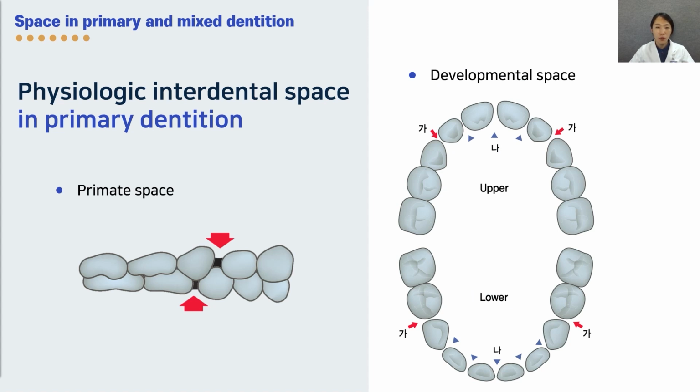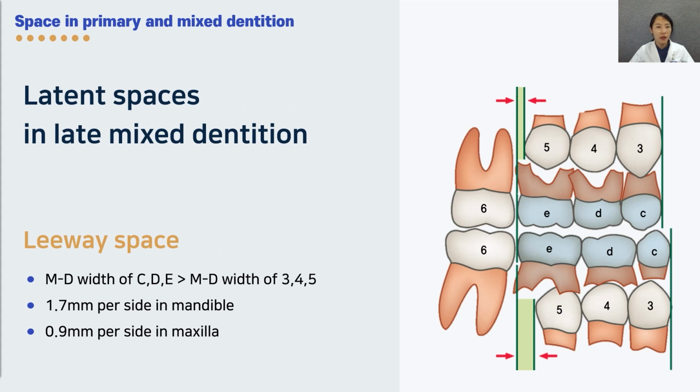Before the eruption of a permanent first molar, the dimensions of a primary dentition usually remained unchanged, but in case of interproximal caries or early loss of primary teeth, the space can be decreased. And there is a latent space that appears because the sum of mesiodistal widths of primary canines and primary molars is bigger than that of permanent teeth. This latent space is called leeway space.